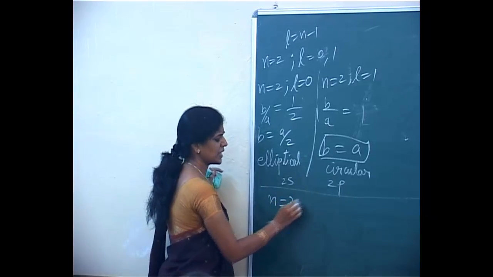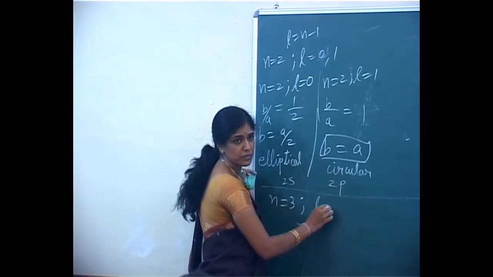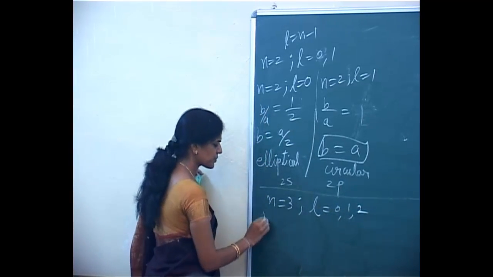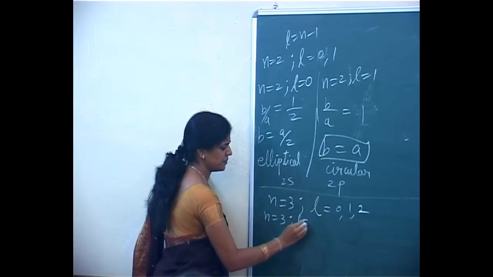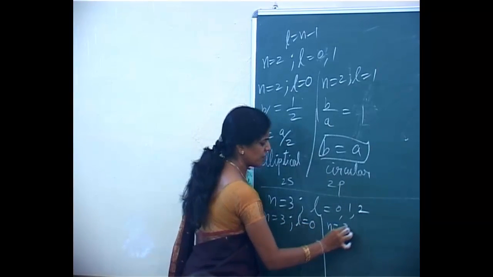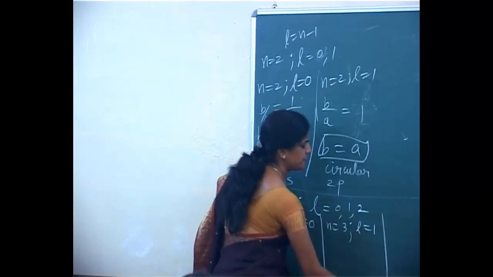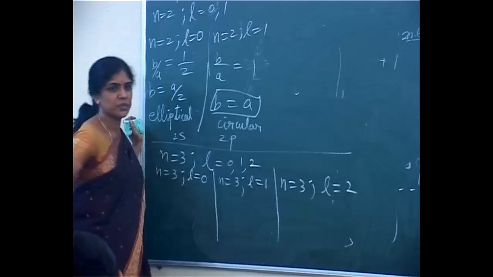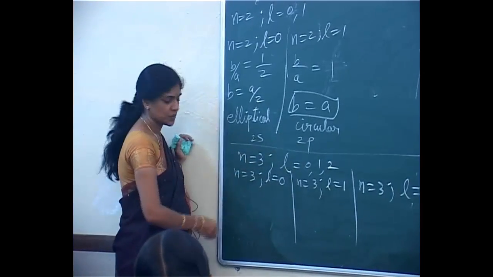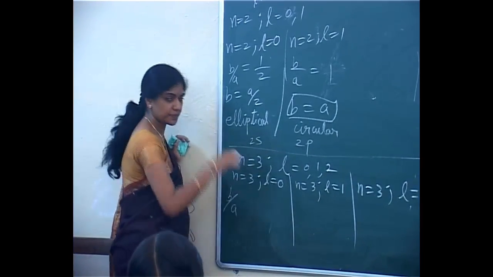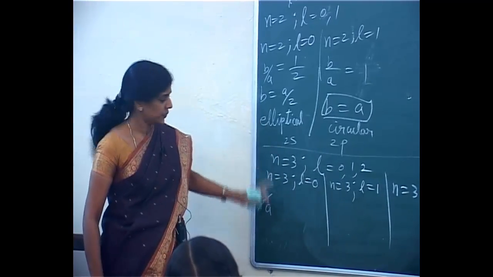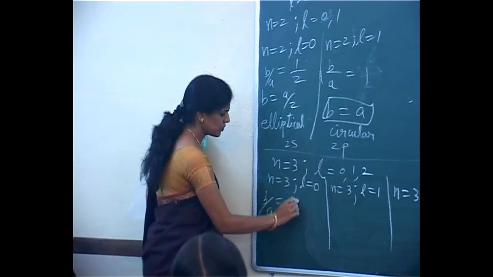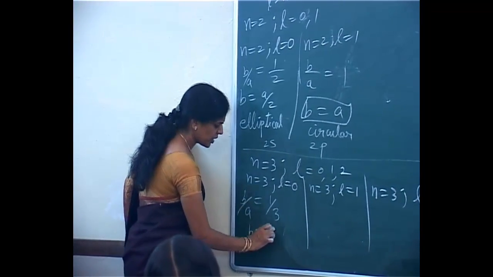Can you write for n equal to 3? n equal to 3 means l can take how many values? 0, 1, 2. l can take 3 values. For this, what happens to B by A? 0 plus 1 is 1, 1 by 3. But B equals A by 3.